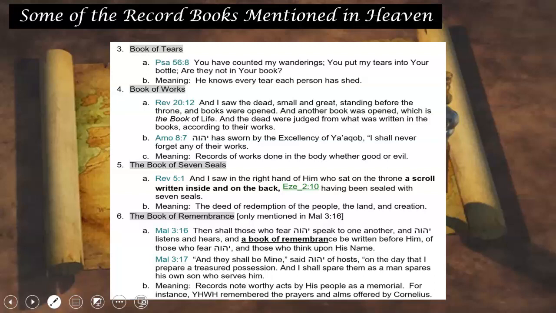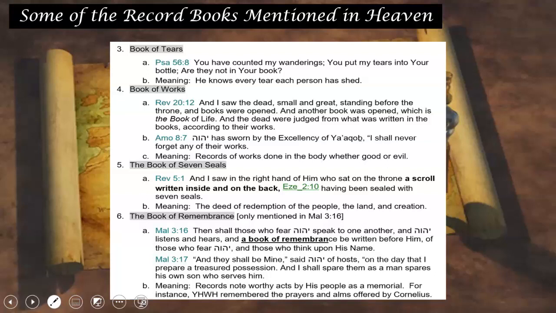The book of remembrance, it's only mentioned in Malachi 3:16. "Then shall those who fear Yahweh speak to one another, and Yahweh listens and hears, and a book of remembrance be written before him of those who fear Yahweh and those who think upon his name." Malachi 3:17, "and they shall be mine, said Yahweh of hosts, on the day that I prepared a treasured possession, and I shall spare them as man spares his own son who serves him."